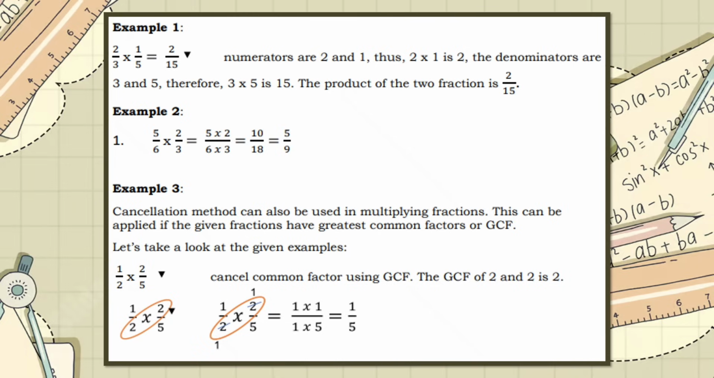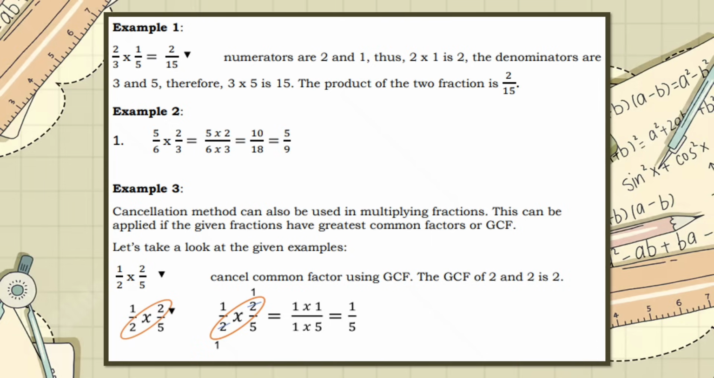So for example 2, we have 5 over 6 times 2/3. So that would be 5 times 2. Multiply the numerators: 5 times 2 is 10. 6 times 3 is 18. So we can divide both by 2, which is the GCF of 10 and 18.